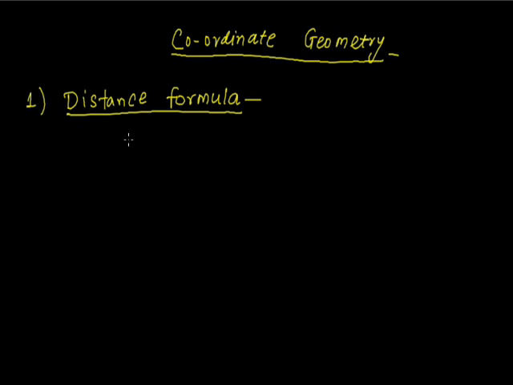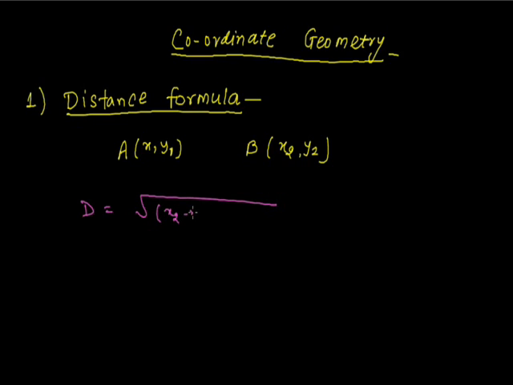How is this formula used? Let's say there are 2 points, point A (x1, y1) and another point B (x2, y2). Then the distance between these 2 points is the square root of (x2 minus x1) whole squared plus (y2 minus y1) whole squared. To find the distance between any two given points, the distance formula is given by the square root of (x2 minus x1) whole squared plus (y2 minus y1) whole squared, square root of all the terms.